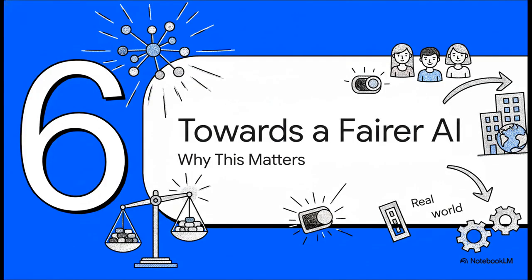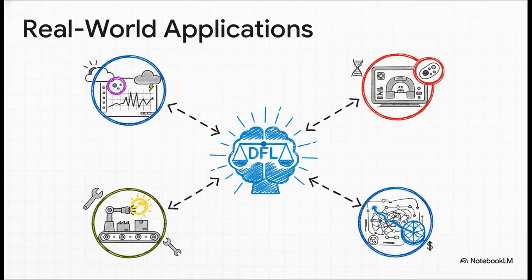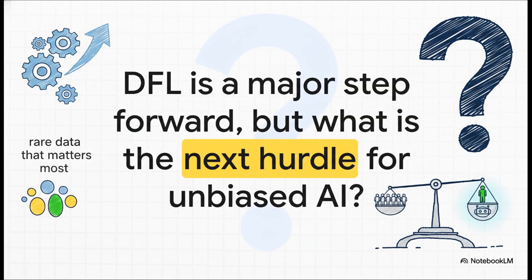So let's zoom out. We've gone through the tech, we've seen the results, but why does a breakthrough like this actually matter in the real world? It matters because it gives us a powerful new tool to solve the exact problems we talked about at the very beginning. With a method like DFL, we can start building much more reliable systems for spotting rare diseases, for catching complex financial fraud, for finding tiny but critical defects in a factory, or even for forecasting rare but catastrophic events. Look, dynamic focal loss is a massive step forward.